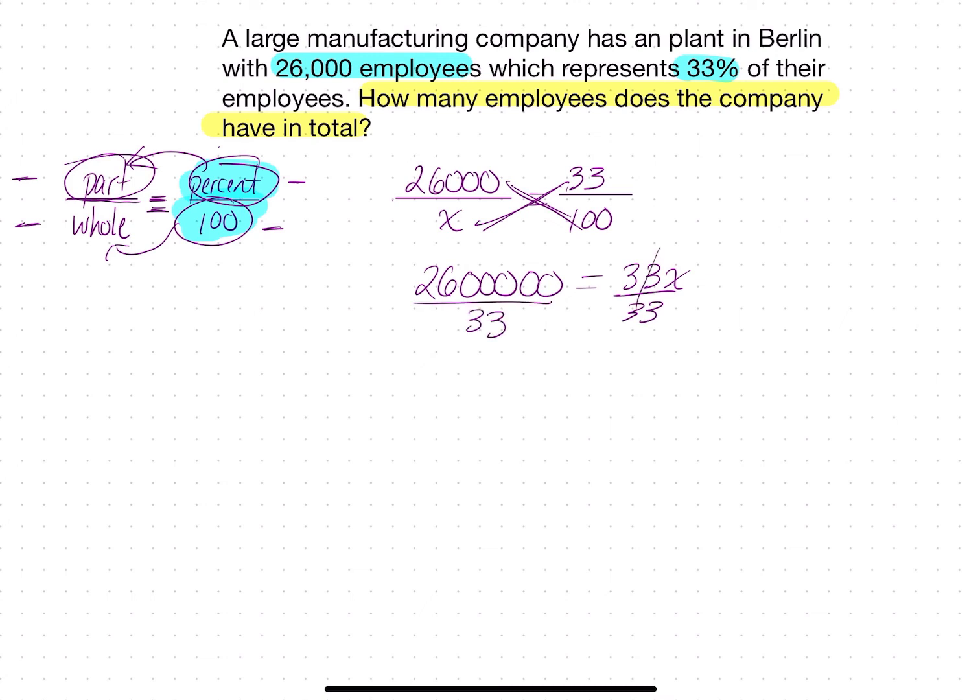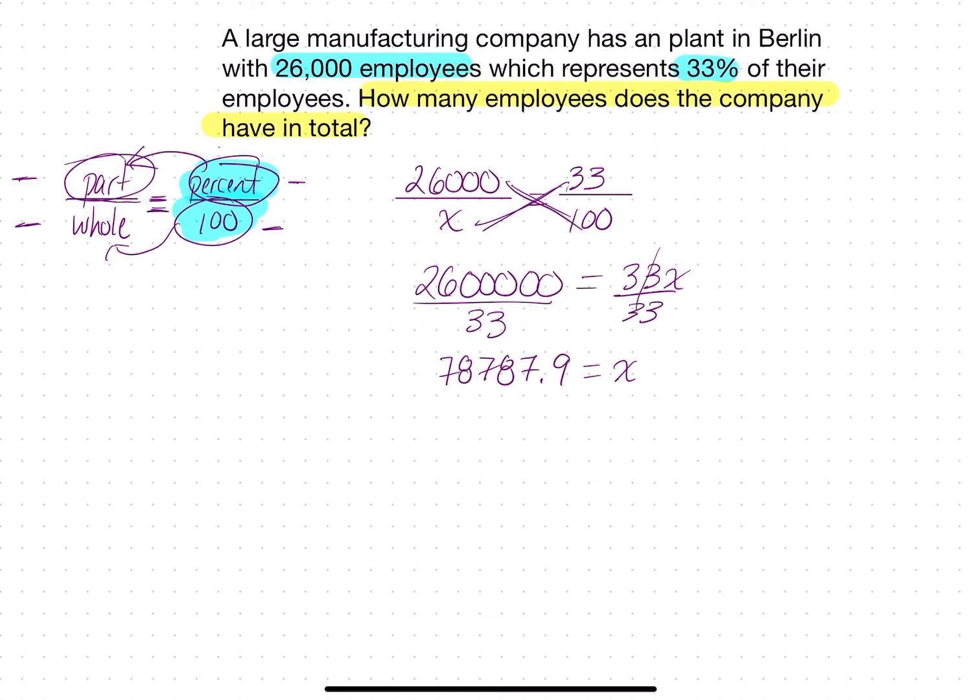So our 33s cancel. We do 2.6 million, I think is what this number is, and we divide that by 33. You can do it by hand or use a calculator, but what we end up getting is 78,787.9 if we round to the nearest tenth place, equals x.